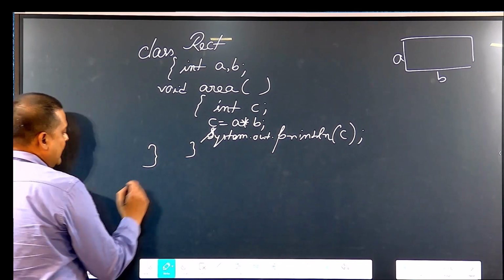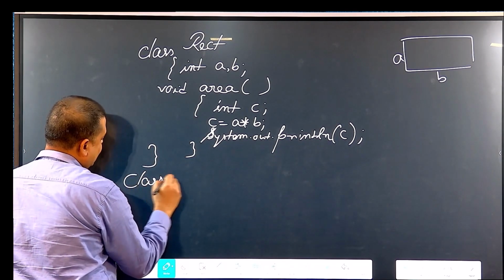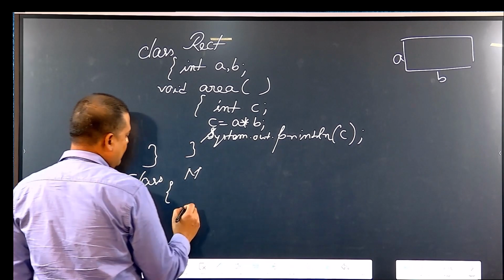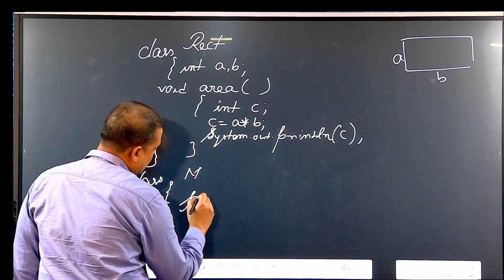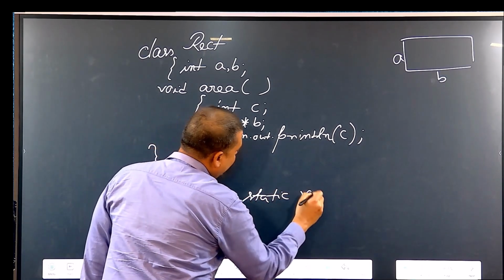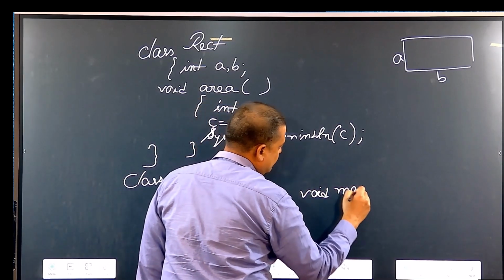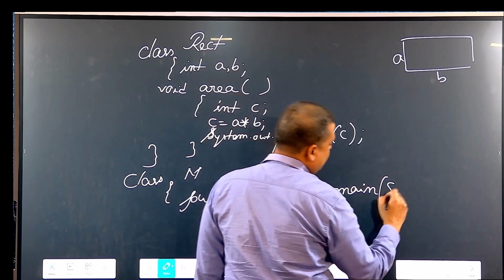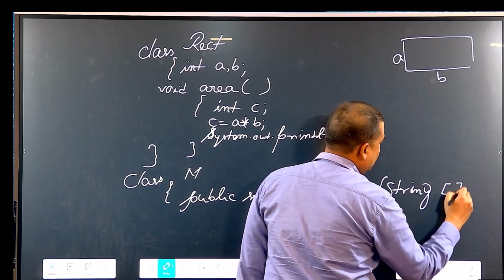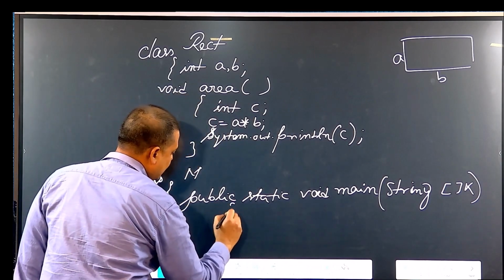Now, I am creating another class from where I am going to access it. So, another class, say for example, Main, M is the class, and here will be one method named public static void main. I will come to this. And here we have String, say for example, k. Let me finish writing it first, then I will discuss.